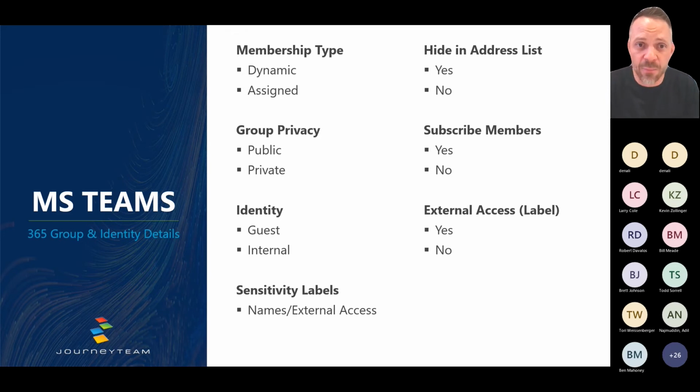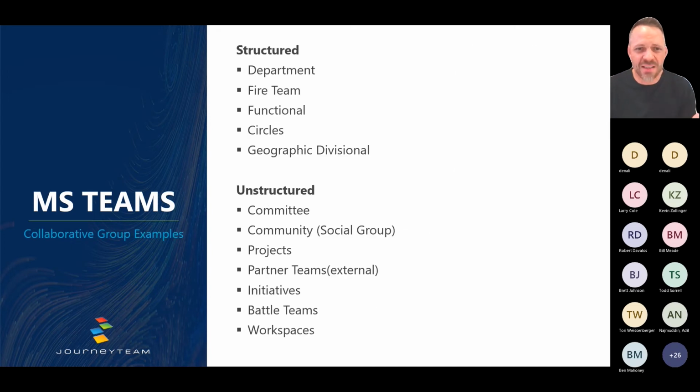Another setting, hide from address list. Some of you might be looking at this previous list and go, well, Kip, a committee doesn't need all that collaboration stuff, right? Maybe they don't need an Exchange mailbox for email distribution. Maybe they don't need a team calendar. That's overkill, right? And I agree.